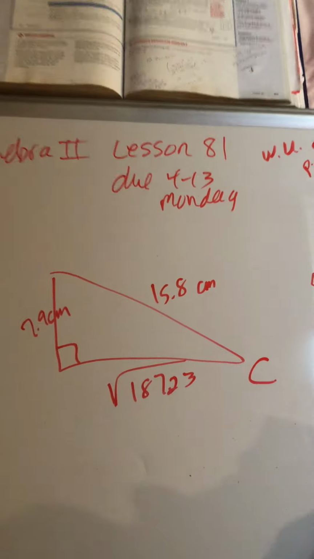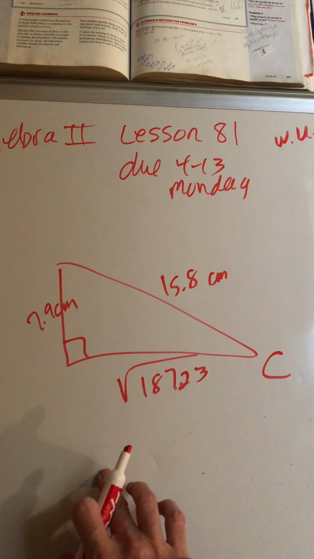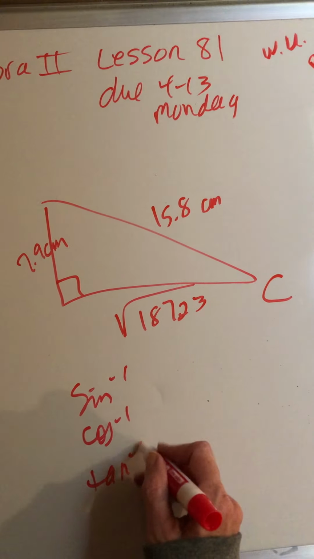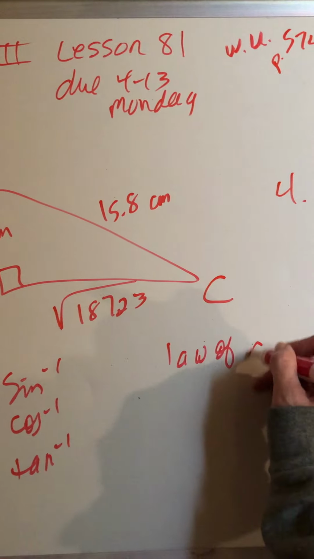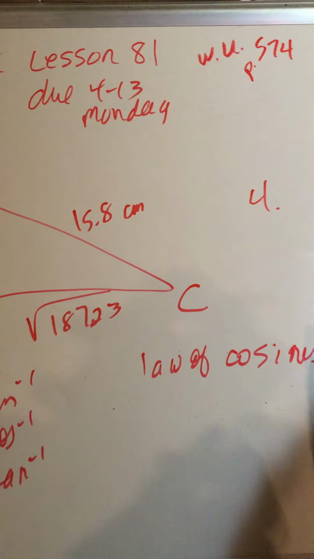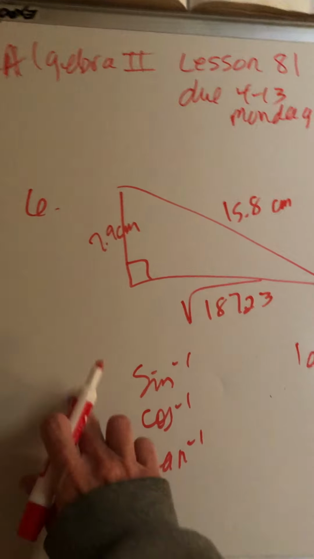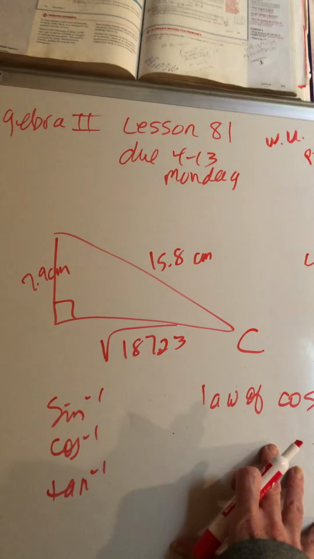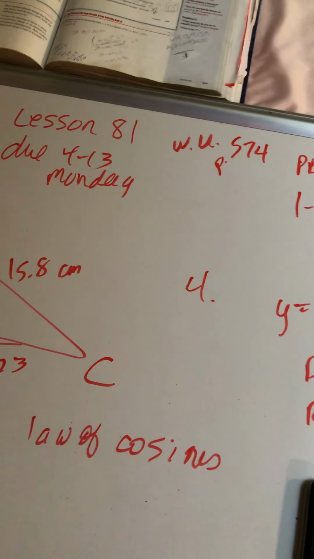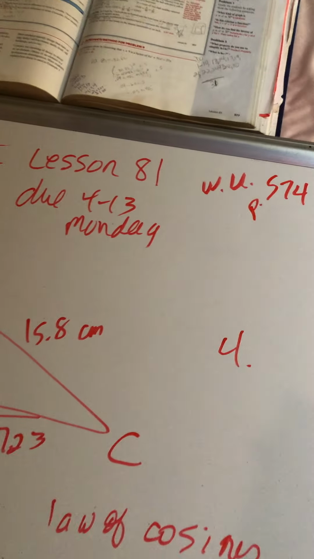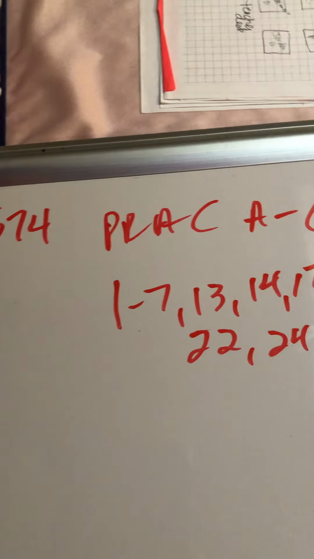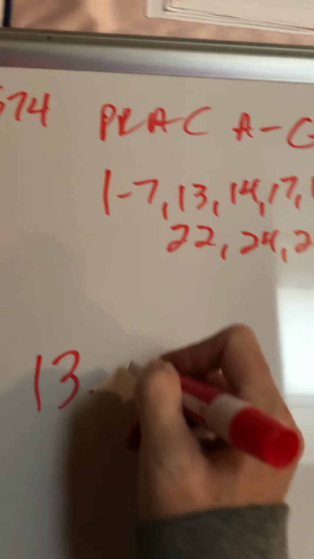So there's a couple of different ways you could do it. You could use inverse sine, inverse cosine, inverse tangent. Or you could use law of cosines, because you've got the side lengths. So you could use any of these: inverse sine, inverse cosine, inverse tangent, or law of cosines. You can look those up, but I'm telling you those are your choices on number 6. Number 7 I talked about in the notes. Number 13 and 14 are both completing the square. So I want to show you.